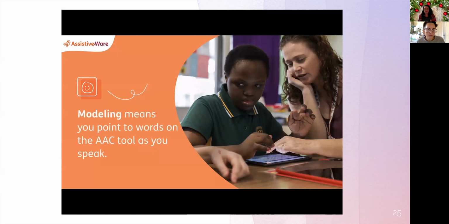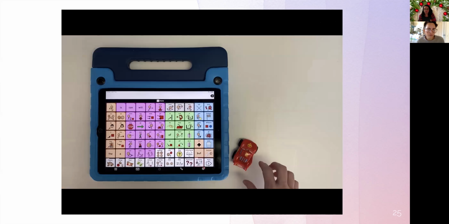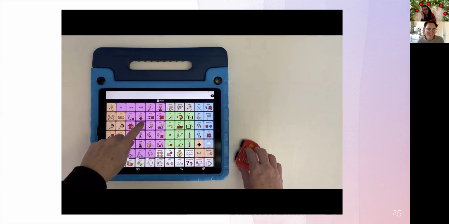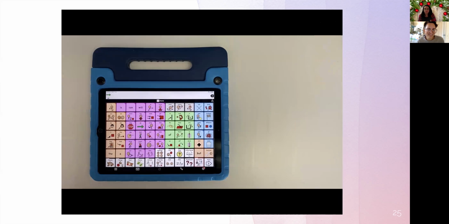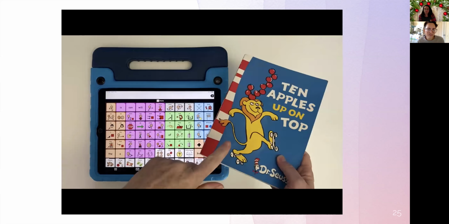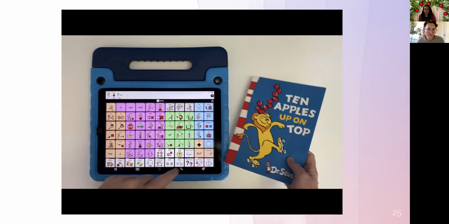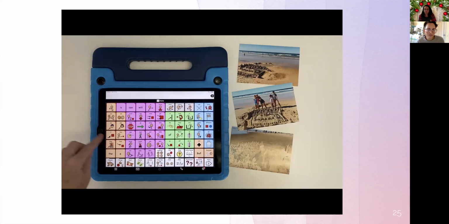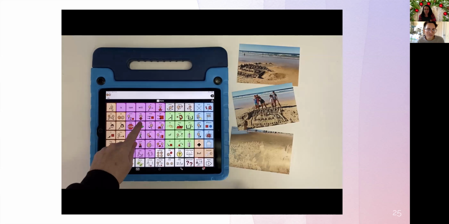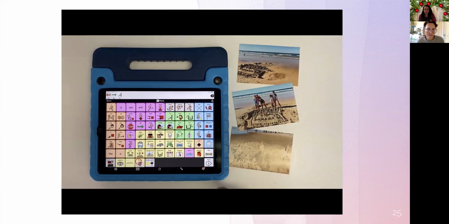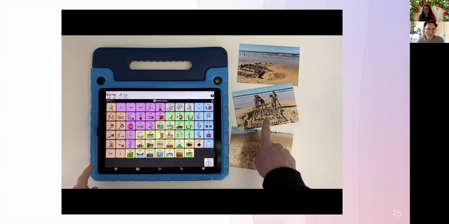To build communication with AAC, modeling is a valuable strategy. Modeling means you point to words on the AAC tool as you speak. Ready, set, go! Look, I like this book. Look, we go to places, more outdoor places. Beach. We go to beach. We went to the beach.